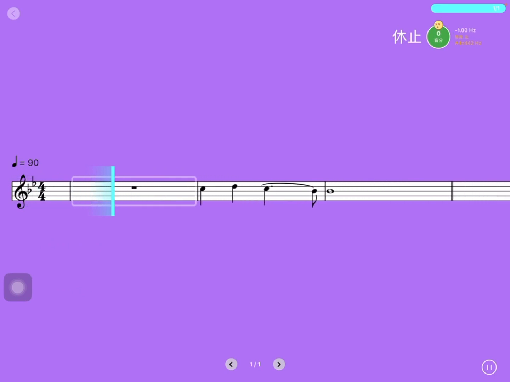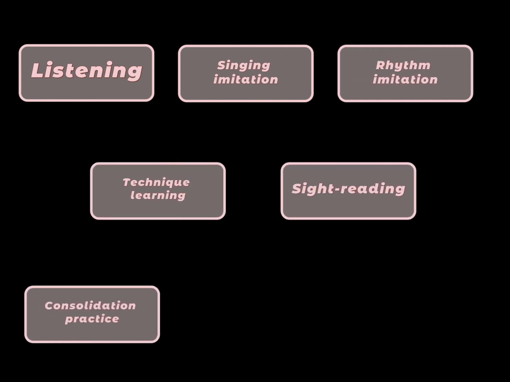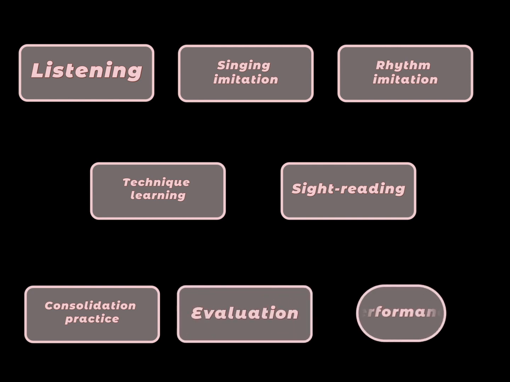I believe that instrumental music learning is similar to the process of language learning in that its learning path is listening, singing, imitation, rhythm, imitation, technique, learning, sight reading, consolidation, practice, evaluation, and performance.